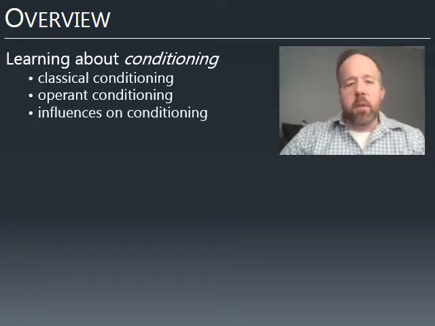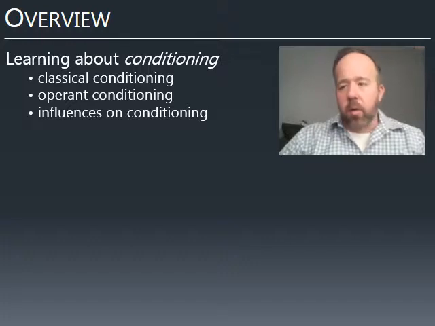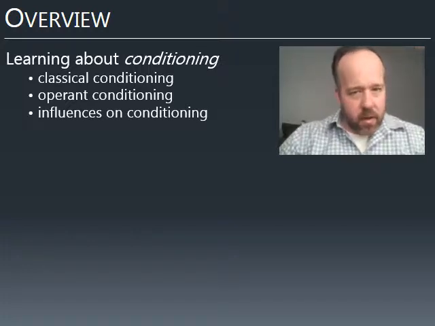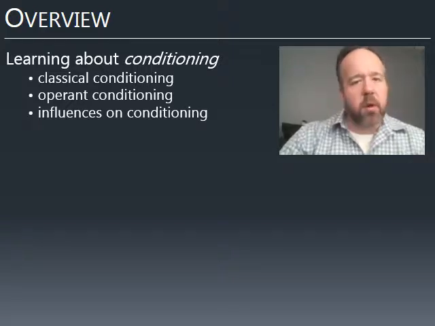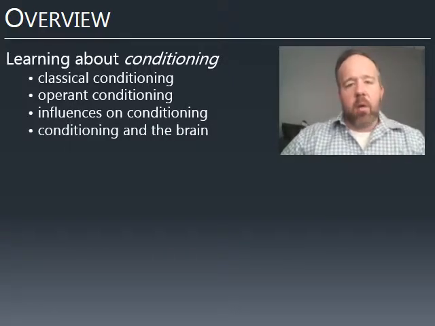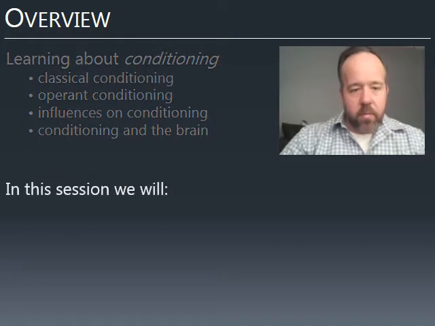We'll talk about the influences on conditioning. What changes how easily the animal is conditioned, or how quickly, or what makes conditioning go away? How can we unlearn things? We'll talk about those influences. We'll also go back to the brain and learn about conditioning's relationship with the brain. What parts of the brain are relevant to conditioning?